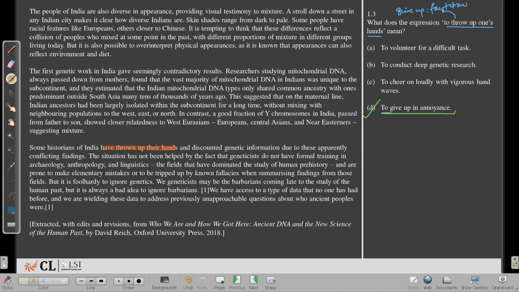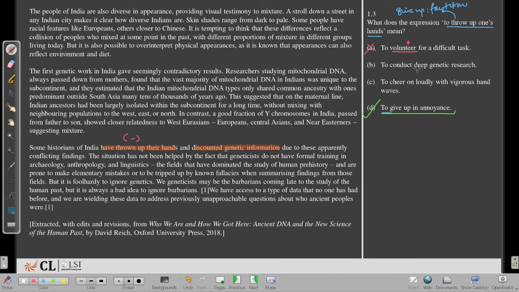Have thrown up their hands. That's what is mentioned, and discounted genetic information, due to the apparently conflicting findings. It's kind of saying something that is negative. It's talking of something that is negative and not something that is positive. So to volunteer for different, that's something that is positive.